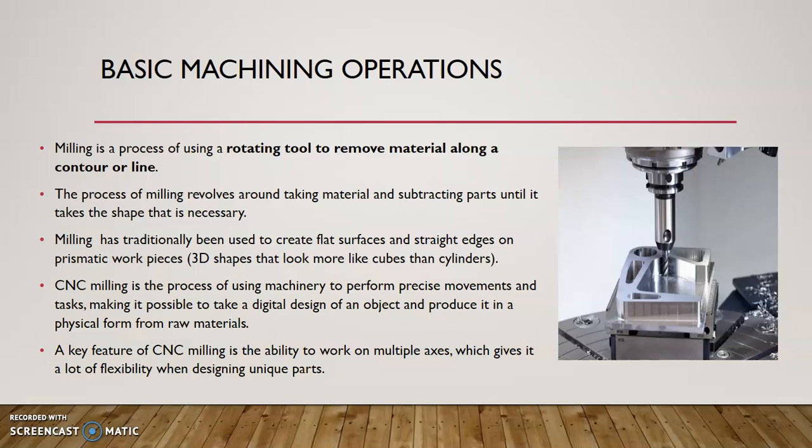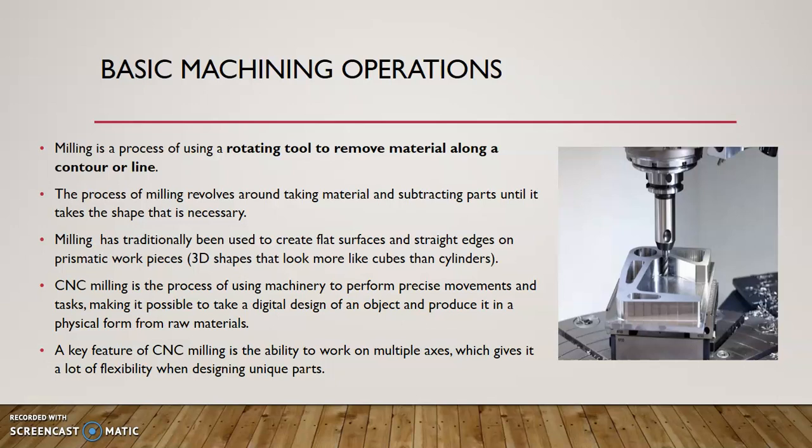Okay, jadi traditionally milling ini kita gunakan untuk kita hasilkan flat surfaces dan juga straight edges, untuk permukaan prismatik, dan di mana hasilnya nanti kita akan dapat lihatlah bentuk yang somehow menjadi 3D shapes, yang mana kita dapat tengok ia akan lebih berbentuk cube dan cylinders. Cylinders, mostly kita akan gunakan dalam proses lathe, tetapi cylinders product also can be machined by milling machine operation.